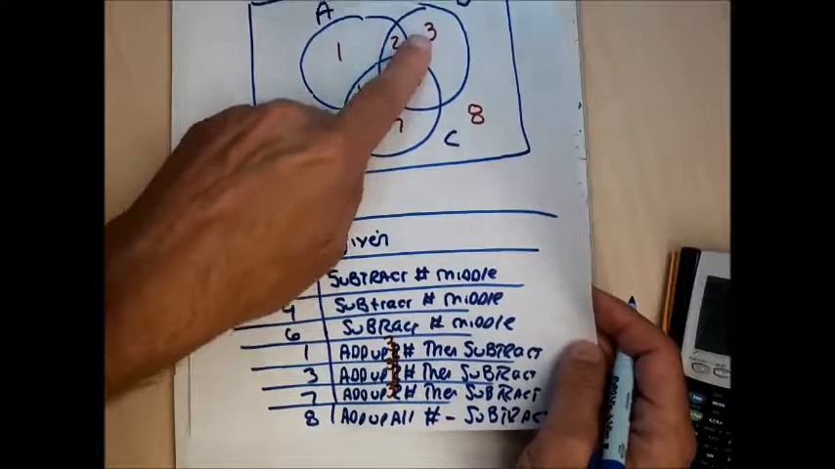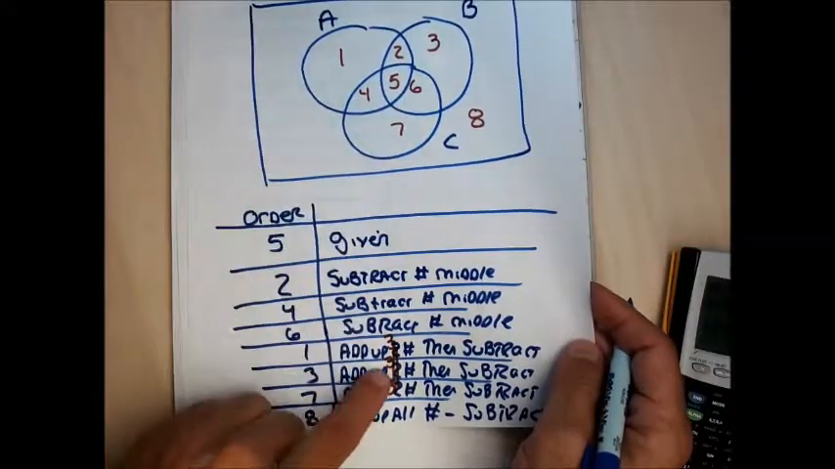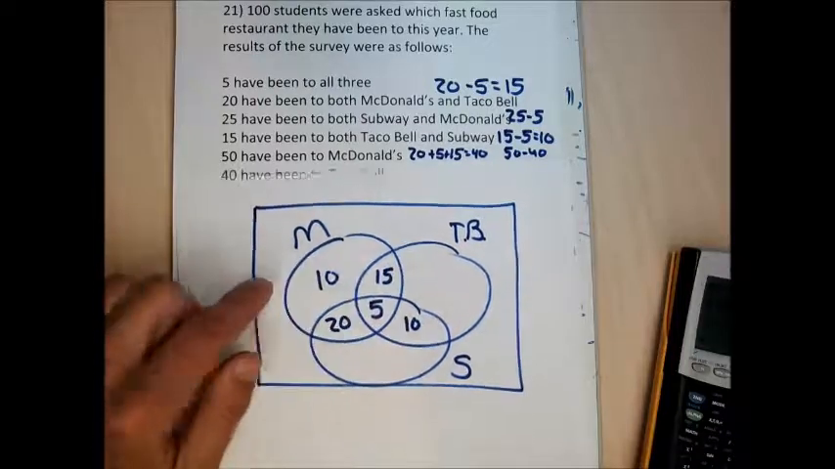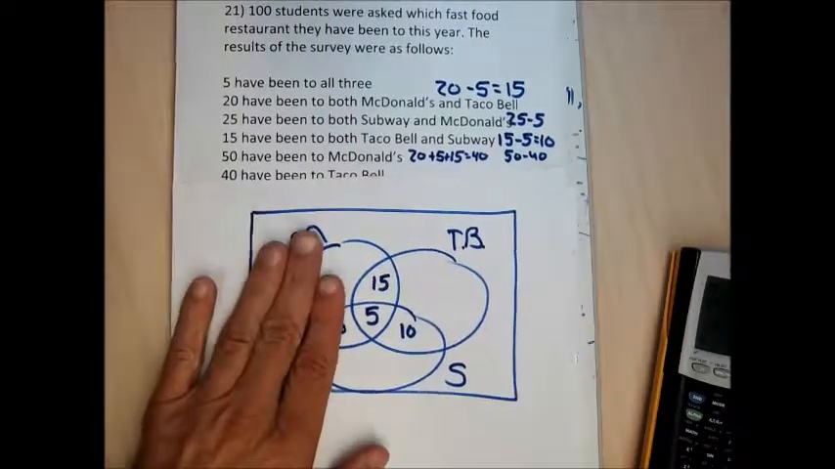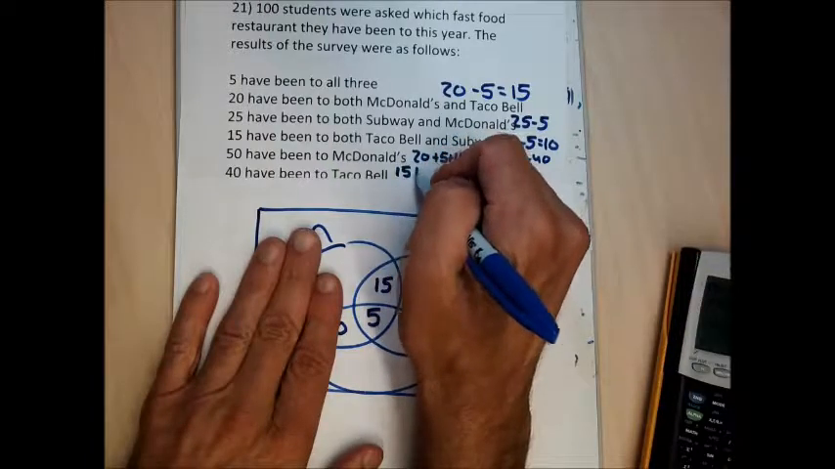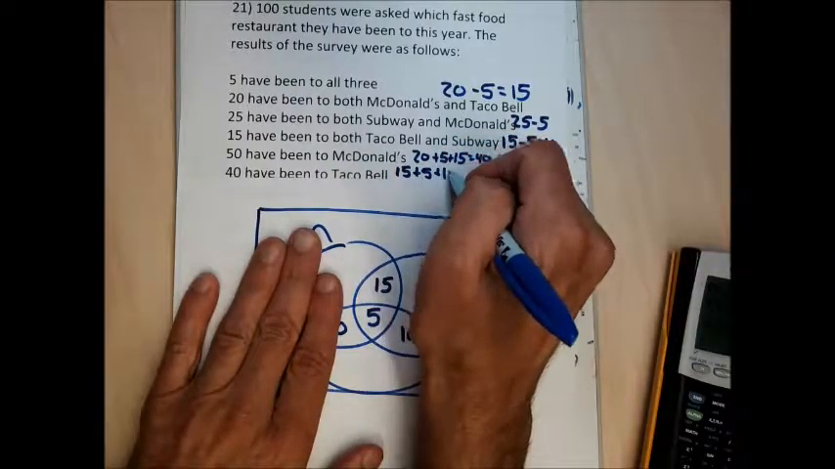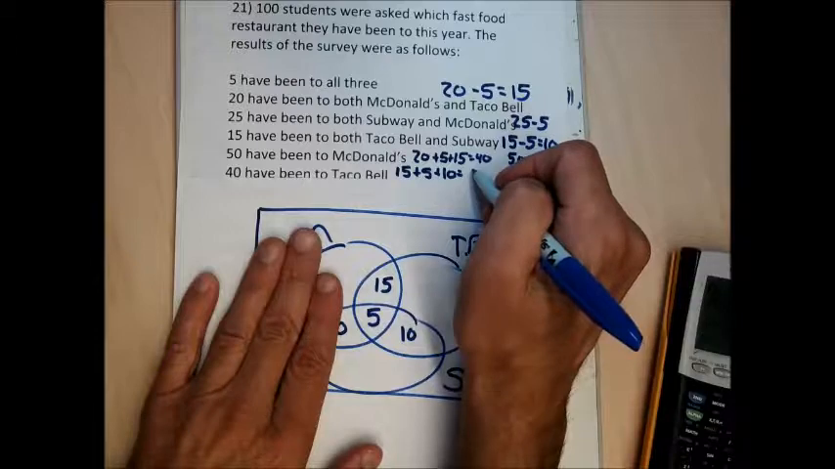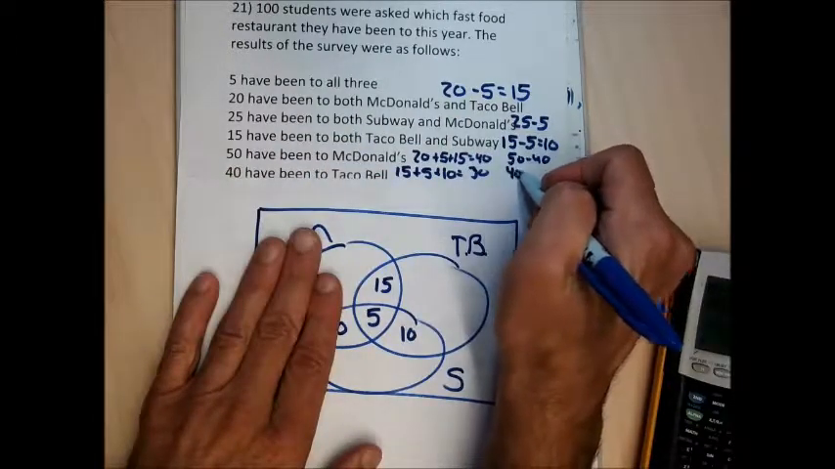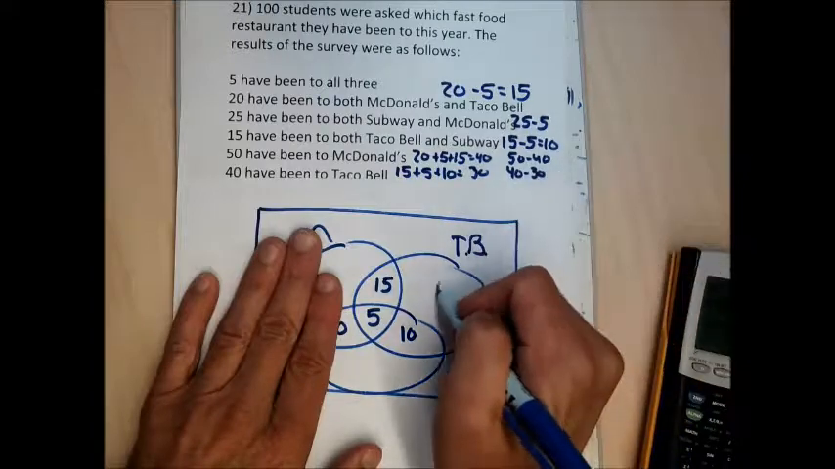Next, I'm going to do region 3, where I add up 3 numbers and then subtract. That's a Taco Bell number, so I'm going to look for the Taco Bell of these 40. I'm going to add up those 3 numbers of 15, 5, and 10. I think that adds up to 30. And I'm going to subtract 40 minus 30 and get a 10.